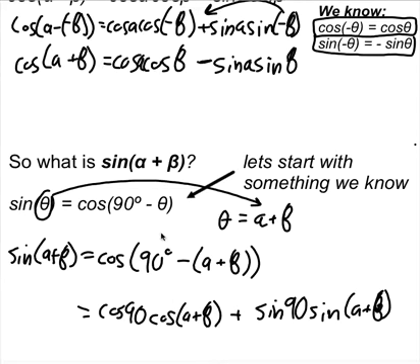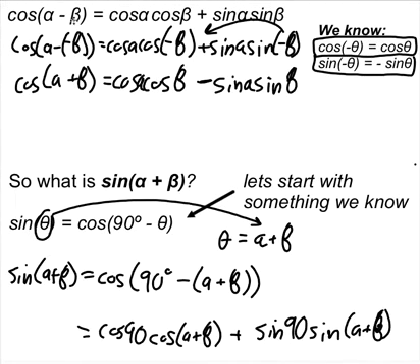So again, I'm just using my rule for one angle minus another. Up here, very top, I have cosine of one angle minus another. So this is how I expand it. That's exactly what I did here. But we run into a problem because cosine of 90 degrees is 0. So this whole term is gone. Sine of 90 degrees is just 1. So all I'm left with is sine of alpha plus beta, which is what we started with. So that's not very useful.